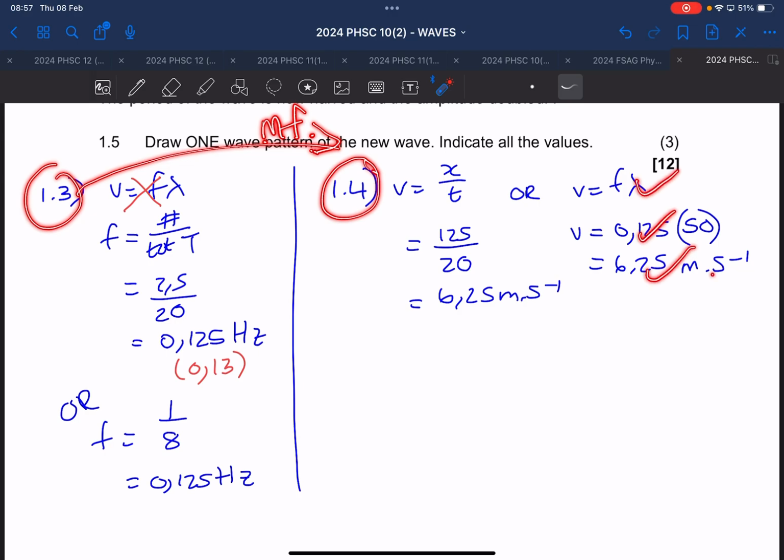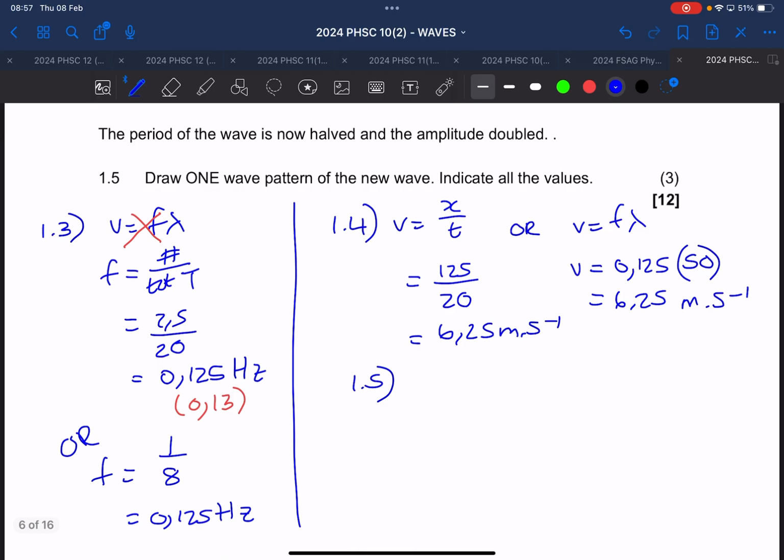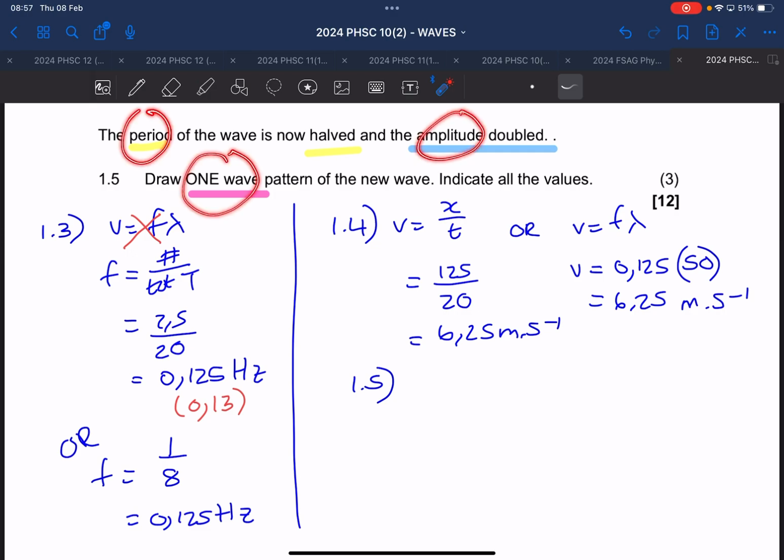All right. Then question 1.5. It says there, the period of the wave is now halved. So we have two pieces of information. The period is halved. And then they say the amplitude is doubled. Draw one wave pattern for the new wave. Indicate all the values. And you see it comes 3 marks. They'll also ask 3 things of you. They'll ask, draw one wave. The period must be changed and the amplitude must be changed. So those 3 marks, I'm looking for those 3 things.